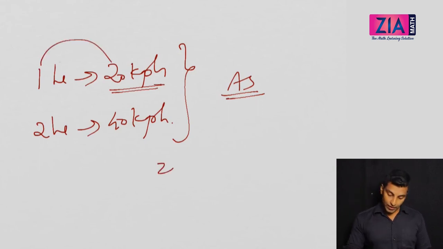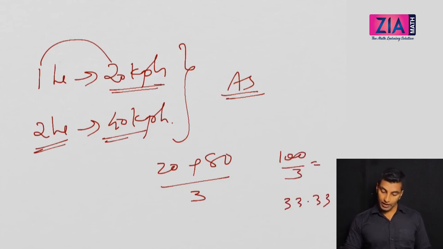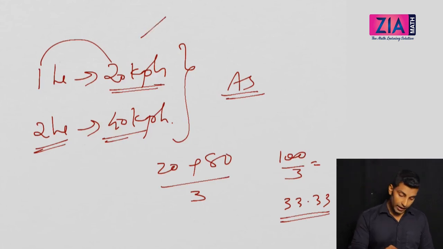So in the first case you travel 20 km within the first 1 hour at 20 km per hour speed, right? Then next 2 hours at 40 km per hour speed. So you covered 80, and 100 is the total distance covered, divided by time, which is 3. So 100 by 3, that means 33.33 is your average speed in this case. Okay. Now again look at a different situation.